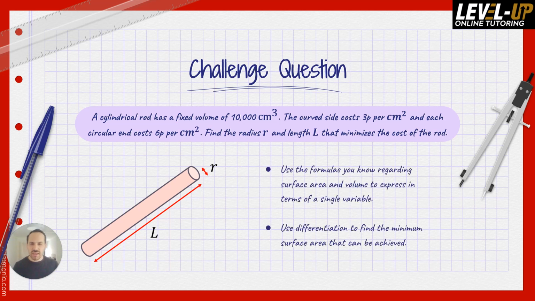So if you need some pointers, here are the steps that we need to do. We need to use our formulae that we know regarding surface area and volume of a cylinder this time. We want to try and express, say, the surface area in terms of a single variable, and then, in the second step, we can differentiate that. We can find out when is the minimum point using that derivative. And that minimum point will tell us our dimensions for either R or L, and then we can find the other one. It'll basically give us that optimal solution where this rod will be the cheapest to create.